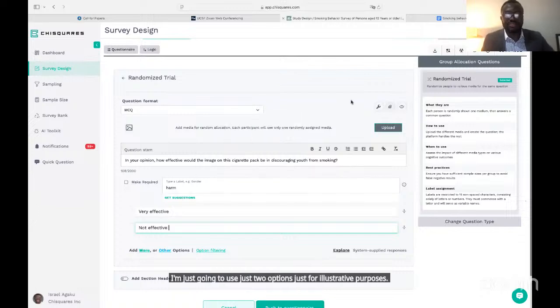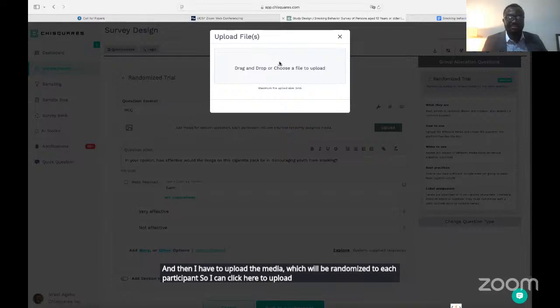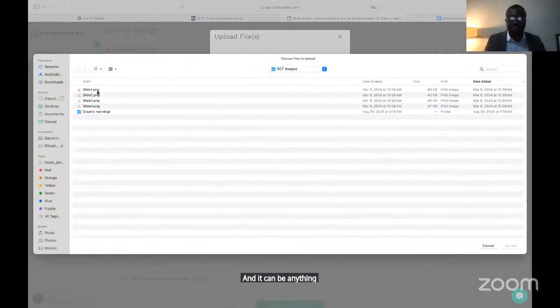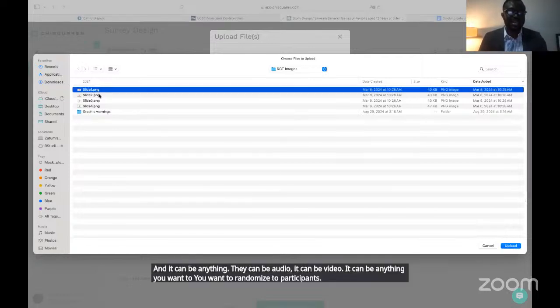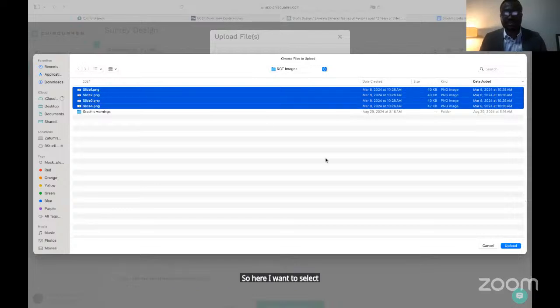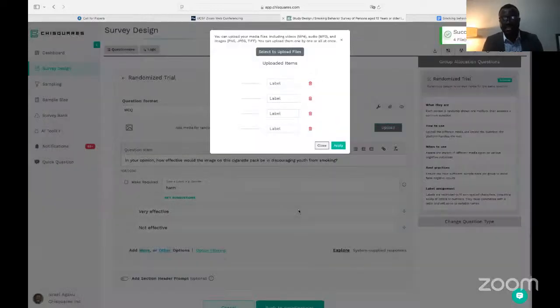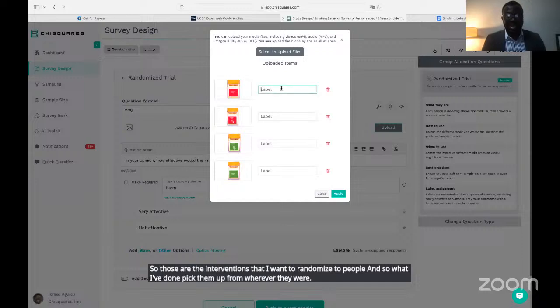And then I have to upload the media, which will be randomized to each participant. So I can click here to upload. Let me select the image. It can be anything. It can be audio, it can be video, it can be anything you want to randomize to participants. So here I'm going to select this media, upload them. So those are the interventions that I want to randomize to people. And so what I've done is pick them up from wherever they were and assign them.